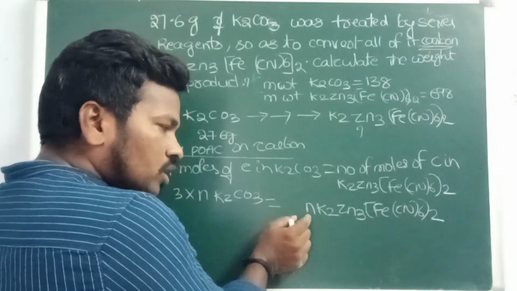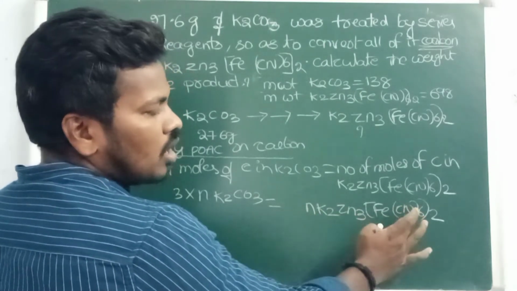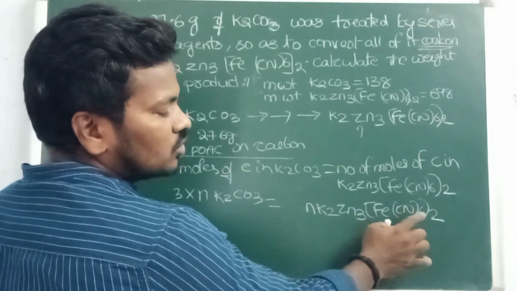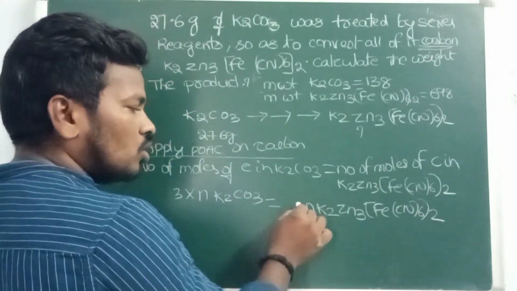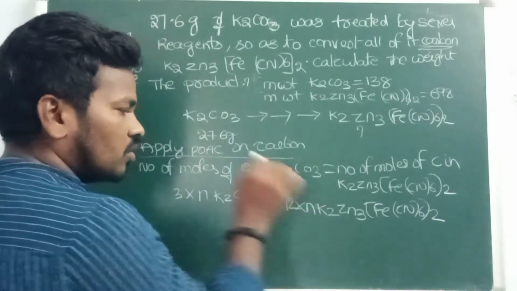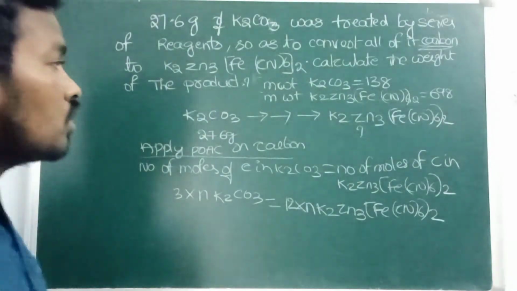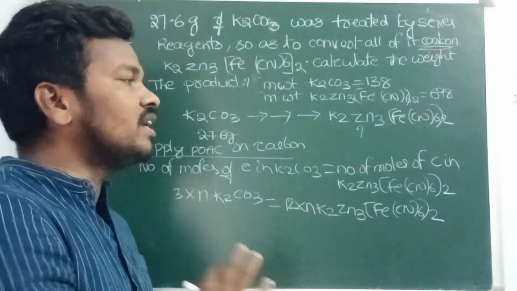In the number of moles, how many carbons? 6 into 2, that is 12. The number of moles, you just have to multiply with 12. You have to multiply. Okay. So now how will you get the weight of the product?